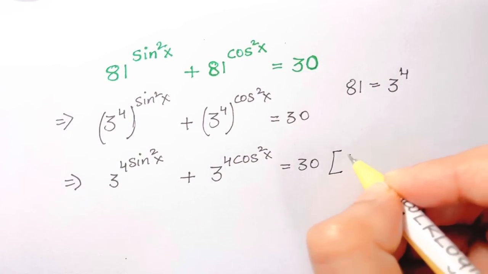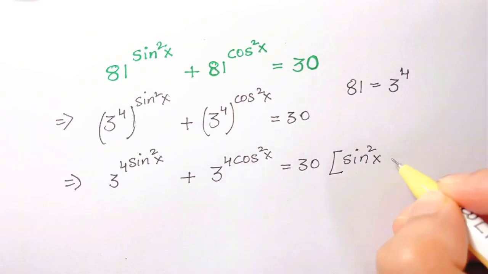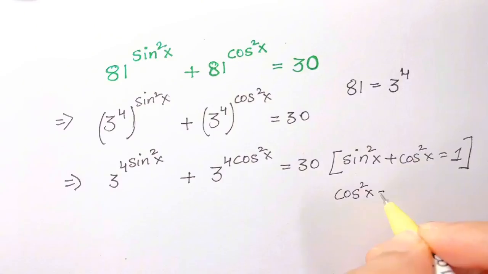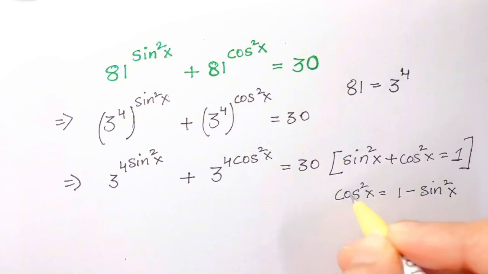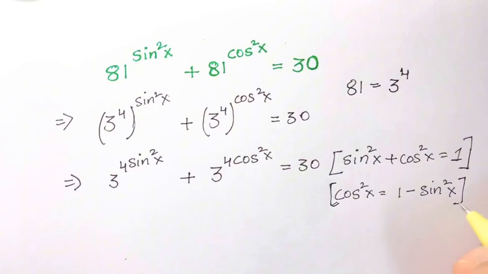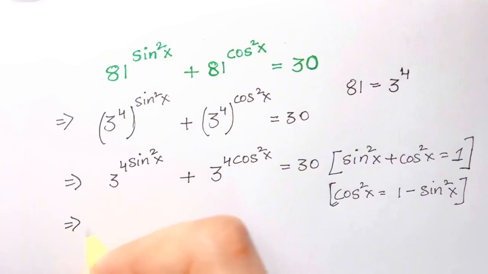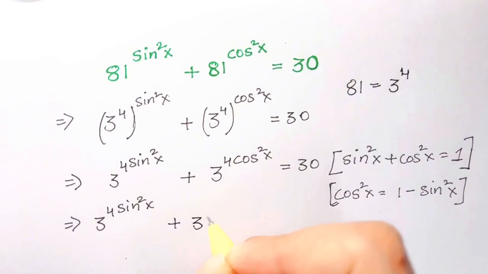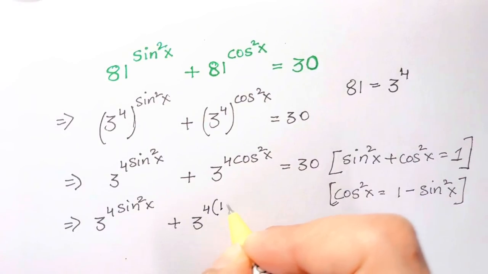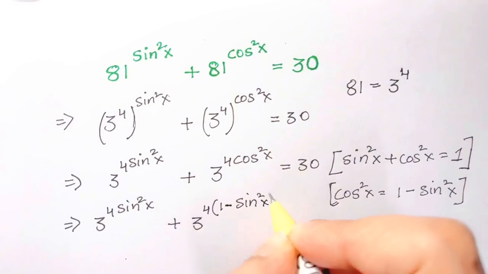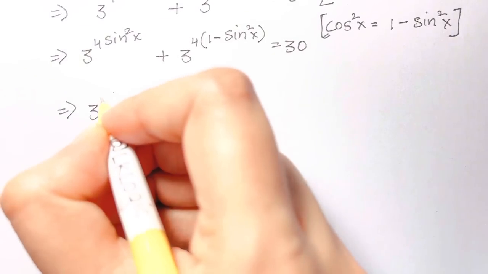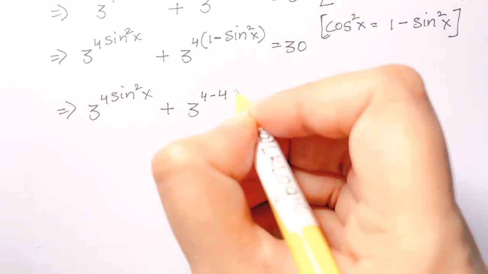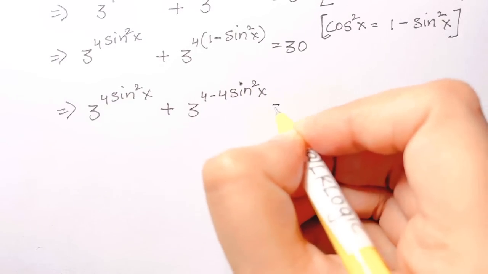Do you know this identity? Sine square x plus cos square x is equal to 1. What is cos square x from here? Cos square x is equal to 1 minus sine square x. So this is what we're going to substitute in place of cos square x. Let's write it down. So we have 3 to the power of 4 sine square x plus 3 to the power of 4 times 1 minus sine square x is equal to 30. We will get 3 to the power of 4 sine square x plus 3 to the power of 4 minus 4 sine square x is equal to 30.